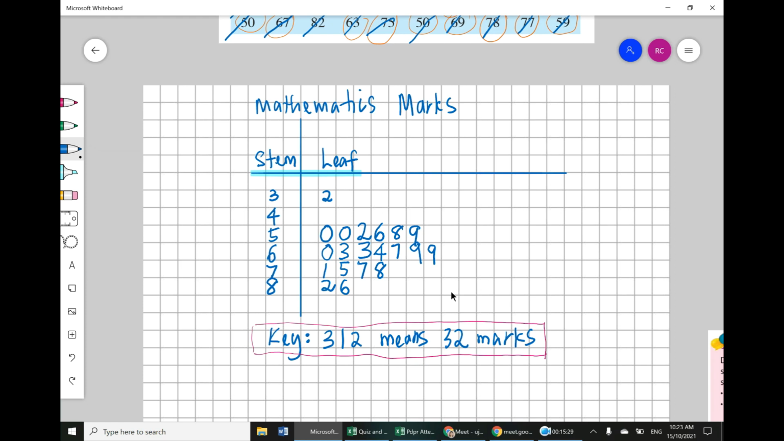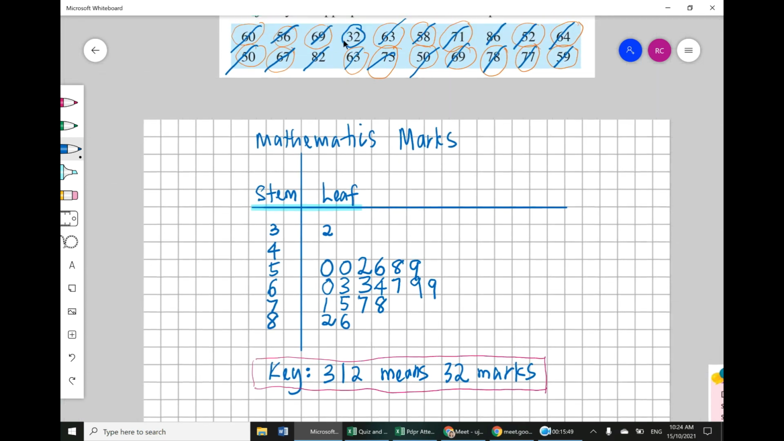Hello? Madam, can you explain to me how to find the key? Oh, again. The key is the first number. You just take the first number and then you use 3, whatever we have over here. 3-2. 3-2 means 32 marks, as we have gotten from the data. You see, this is 32 marks on top.